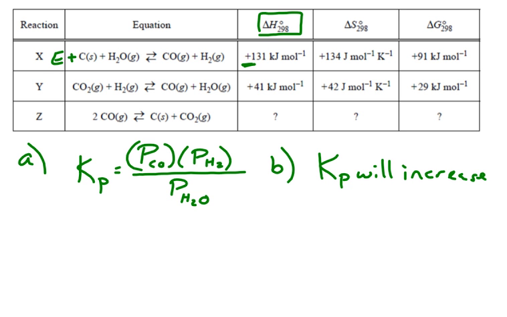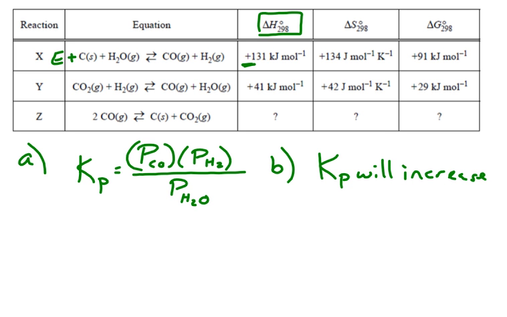I will read what they say. It's always good to hear it. If the temperature is increased for an endothermic reaction, then by Le Chatelier's principle, the reaction will shift towards products, thereby absorbing energy. With greater concentrations of products at equilibrium, the value of Kp will increase. That's a lot. You probably don't need to say all that, but you would need to say something.